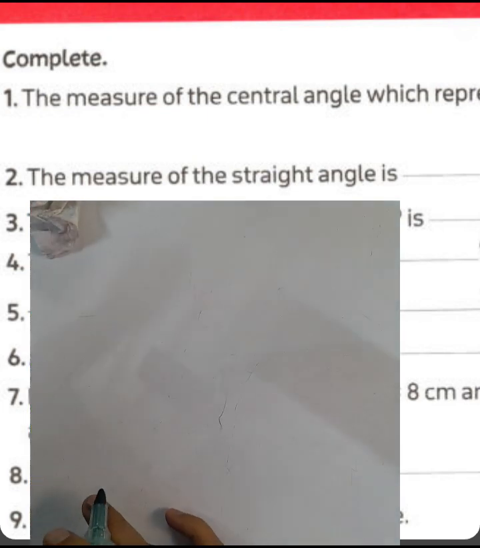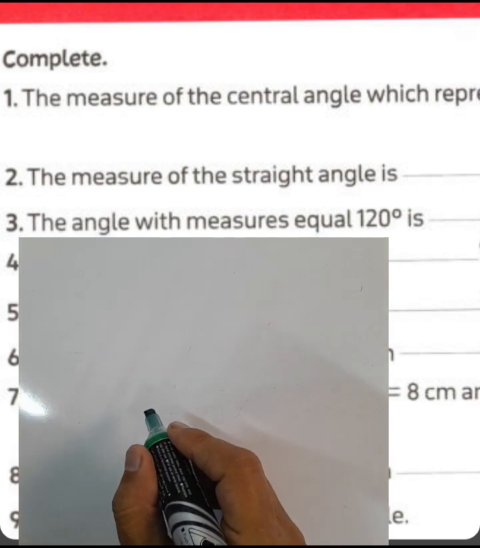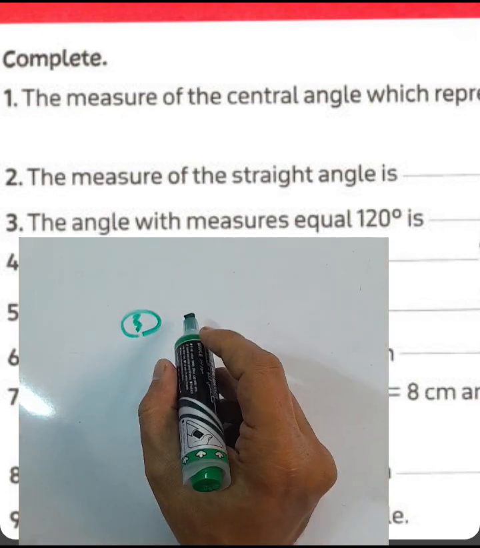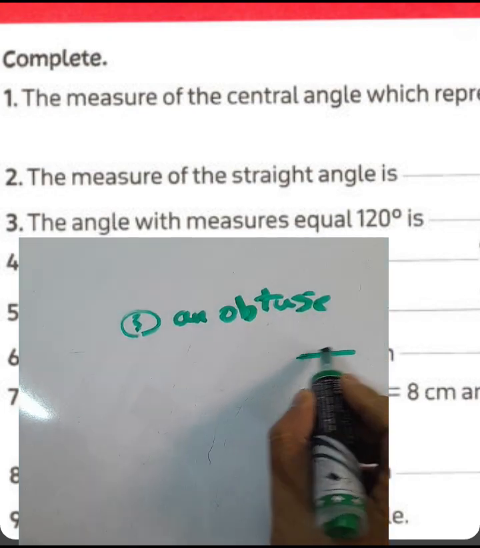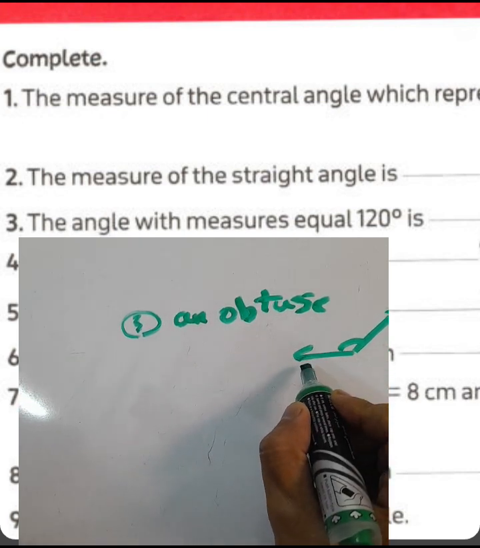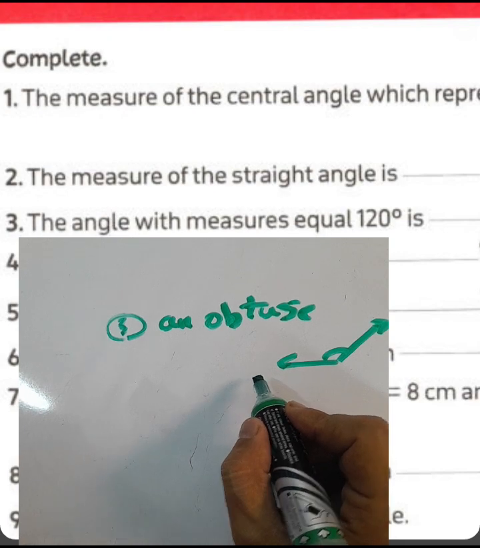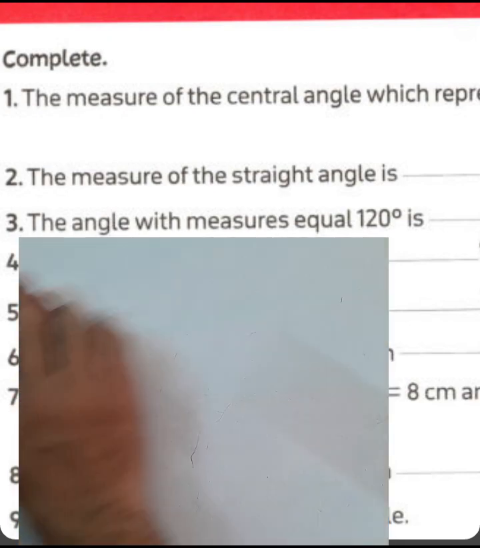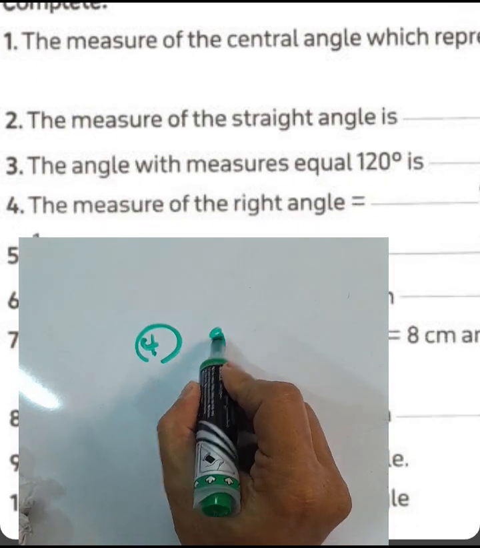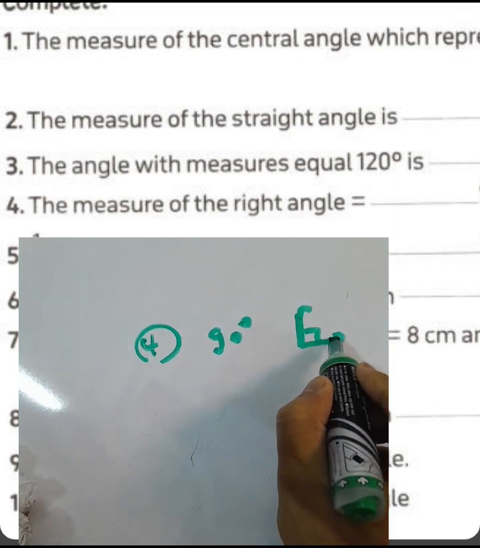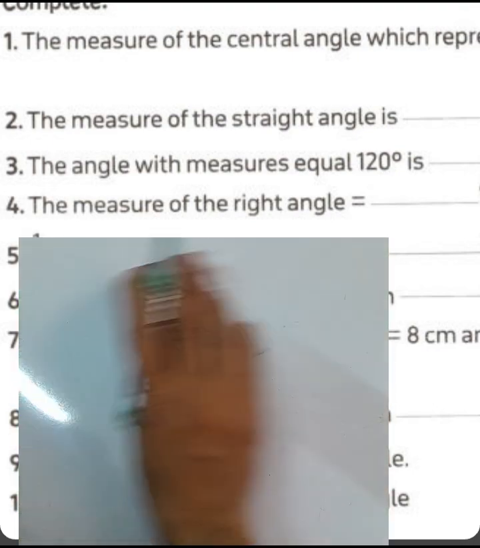Next, question number 3. The angle with measure equal to 120, we call it obtuse. It is obtuse because the measure of it, 120 degrees, is greater than 90 degrees and less than 180. Question number 4. The measure of a right angle will be 90 degrees. We have two straight lines perpendicular at the point. We call it a right angle. The measure of it is 90 degrees.